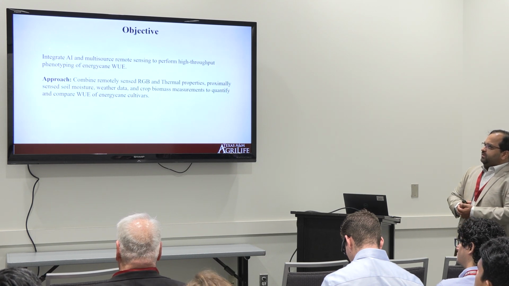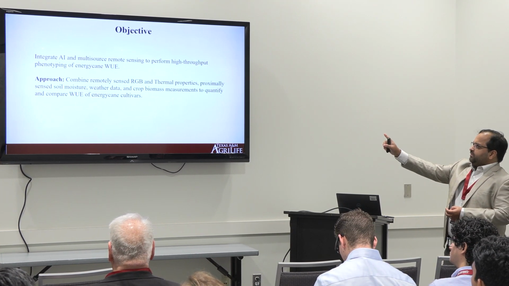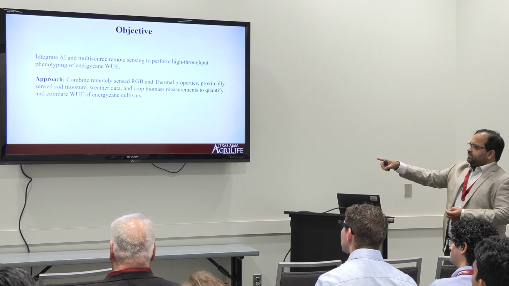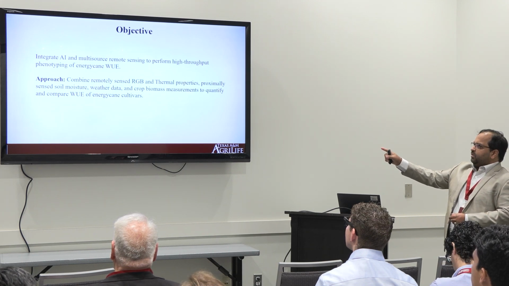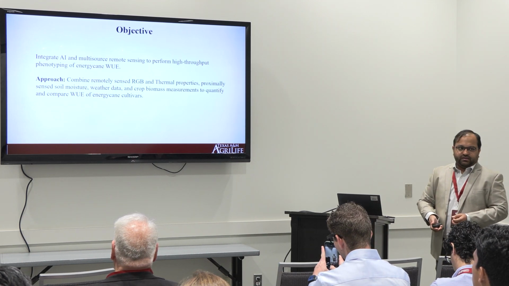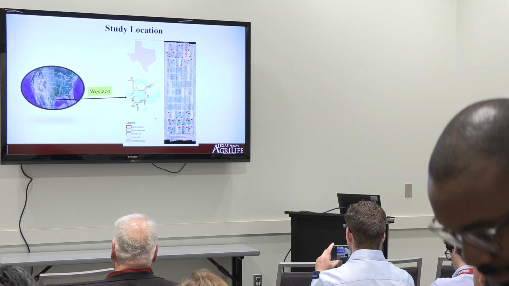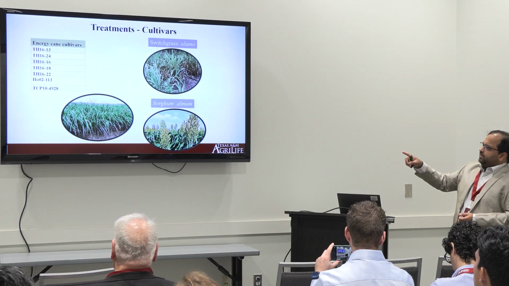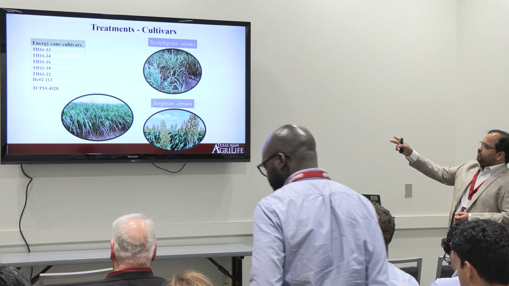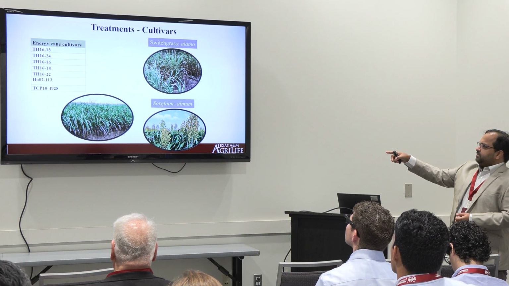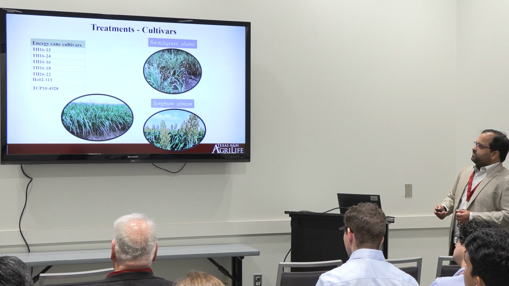So our objective was to integrate AI using RGB and thermal imagery, proximally sensed soil moisture, basically soil moisture sensors in the ground, weather data and crop biomass to quantify and compare water use efficiency of energy cane cultivars. Our study location was in West Lacko, Texas. We had 7 energy cane cultivars and two check species, switchgrass and sorghum, to compare with the new cultivars that we are studying.